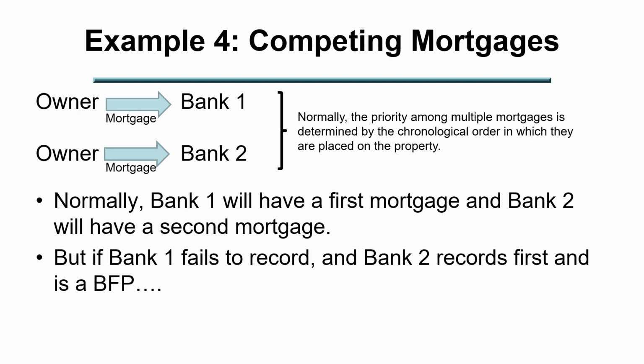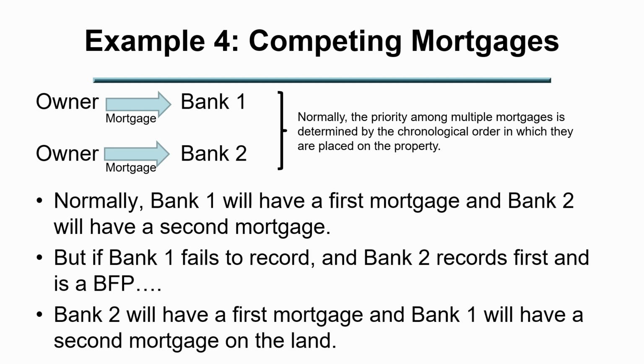Now, if bank number 1 fails to record, and bank 2 records first and is a bona fide purchaser, then bank 2 will end up with a first mortgage on the property, and bank 1 will have a second mortgage instead of the first mortgage that they thought they had. This is, in effect, the penalty that they're paying for failing to record their mortgage. So literally, in this case, the recording acts determine the priority between the two mortgages, which is the first mortgage and which is the second mortgage.